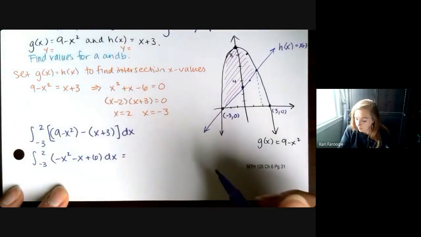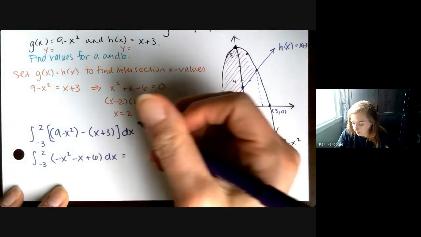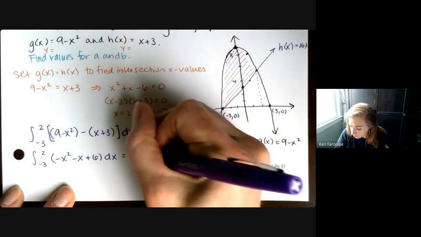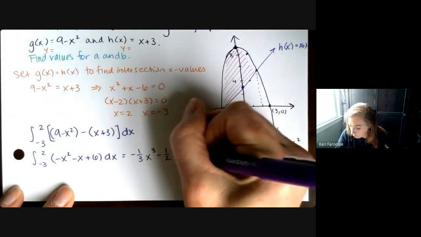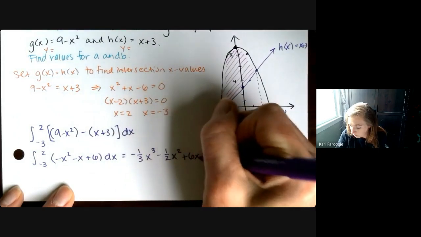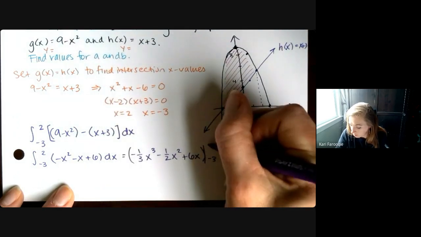All right, I'm going to leave the negative inside. You could pull it out if you want, but I'm just going to leave it in. It does not matter for my integration. So getting -1/3 x cubed minus 1/2 x squared plus 6x. And I'm going to evaluate that from -3 to 2.